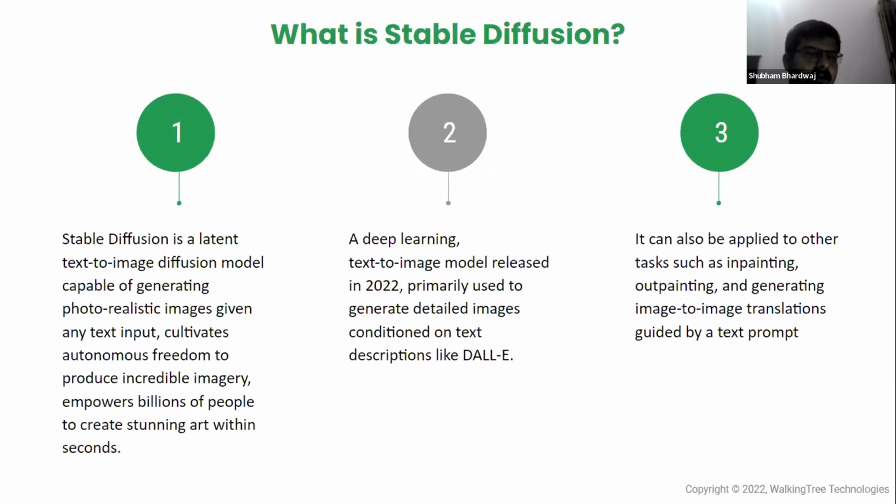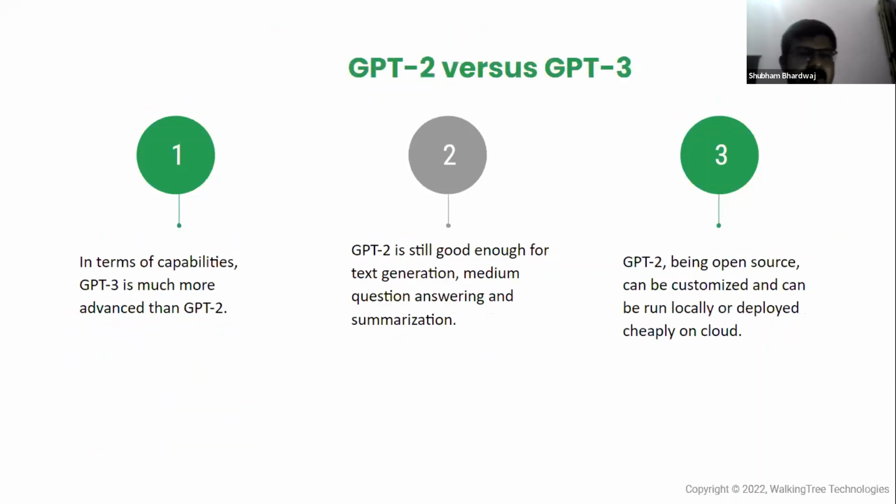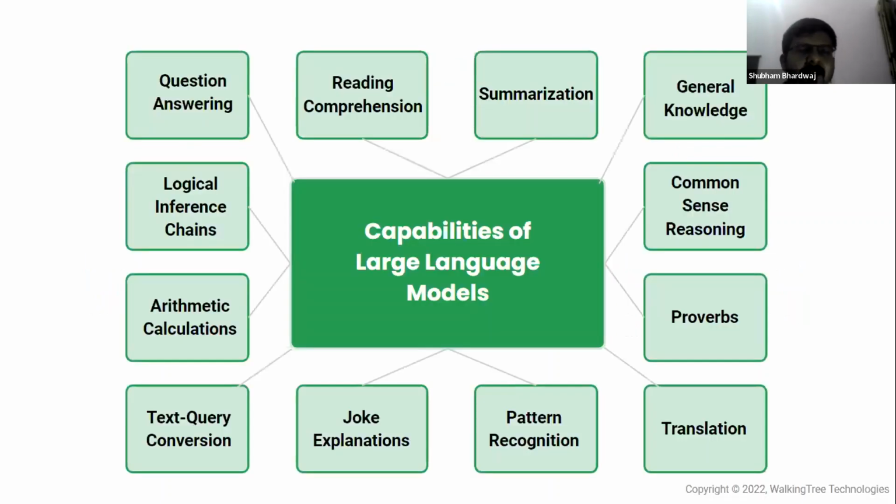So in that sense, when you compare GPT-2 versus GPT-3 for chatbots, GPT-2 being open source, being free, being locally deployable, and of course deployable on cloud, is a better choice when it comes to, for example, answering medium long range answer type questions, doing summarization, doing translation also. But if you want capabilities which are slightly more advanced, where you go for arithmetic calculations, where you go for logical inference chains.